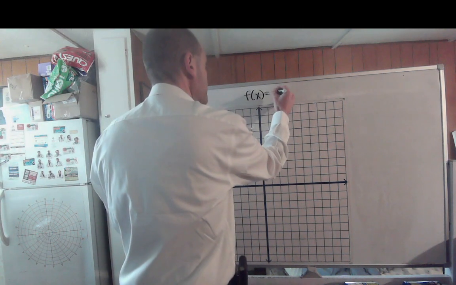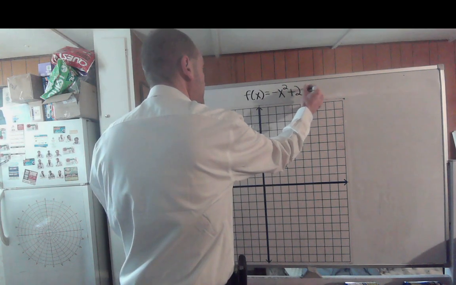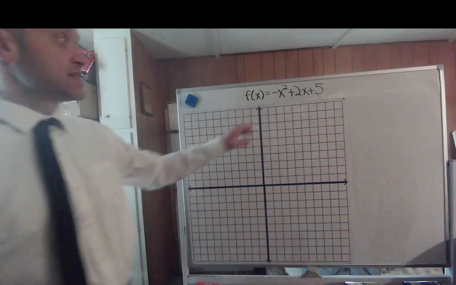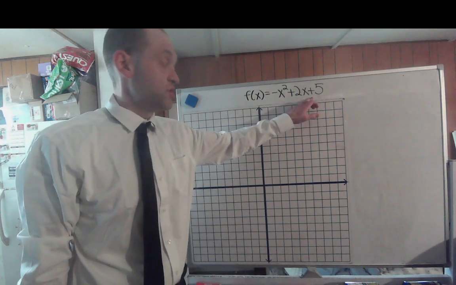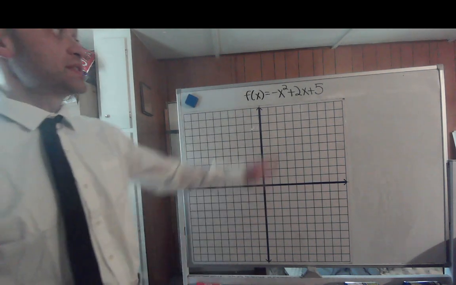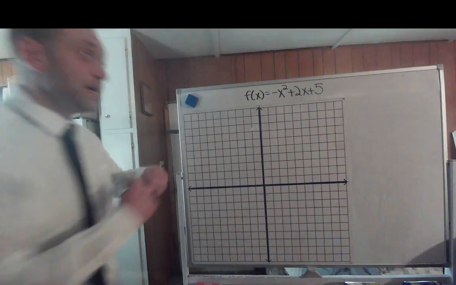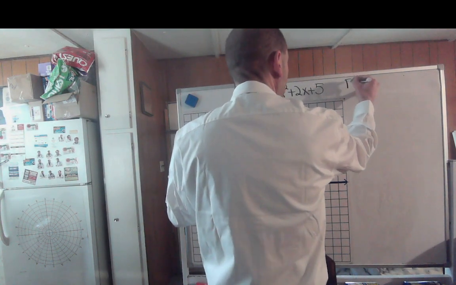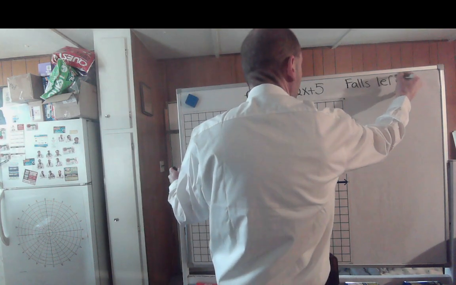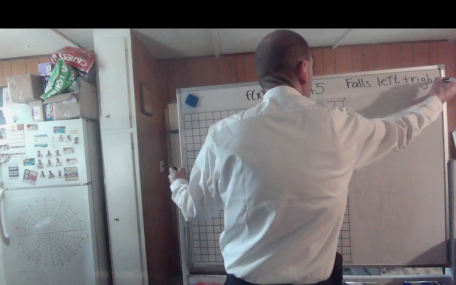f of x equals negative x squared plus 2x plus 5. Alright, so we have f of x equals negative x squared plus 2x plus 5. Well, let's start with the end behavior first. Notice this time the leading coefficient is negative 1. Since it's negative, for the end behavior, it'll fall to the left and right. So this parabola falls left and right. So we're going to have an upside down parabola.